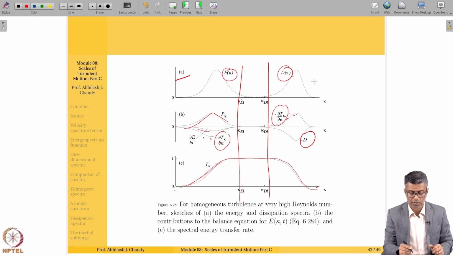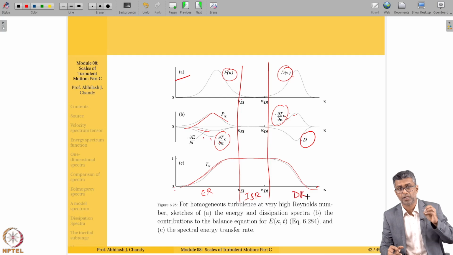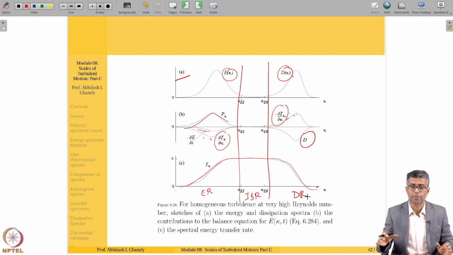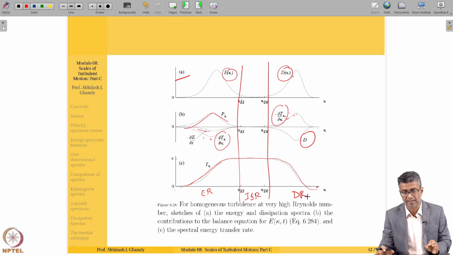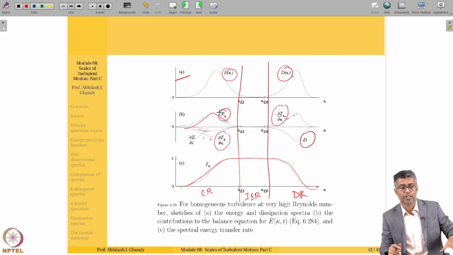So I have three ranges here, isn't it? I have the energy containing range, ER, I have the ISR, which is the inertial subrange, and I have the dissipation range, which is the DR. You can see how each one is dominating. The E of kappa is more dominant in the energy containing range, whereas the dissipation spectra is more dominant in the dissipation range. We knew that already. This makes sense. The production is more dominant in the energy containing range, because the energy is being produced there.